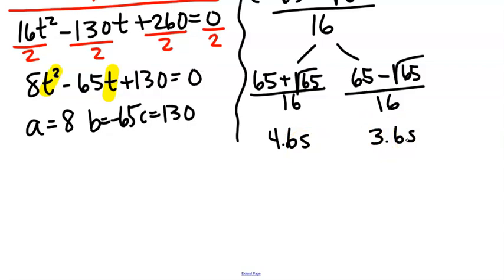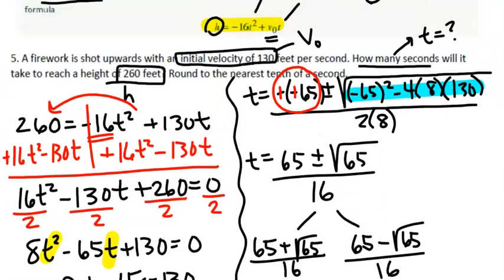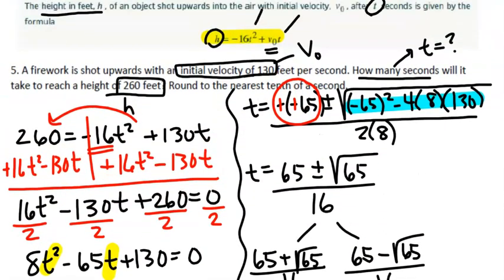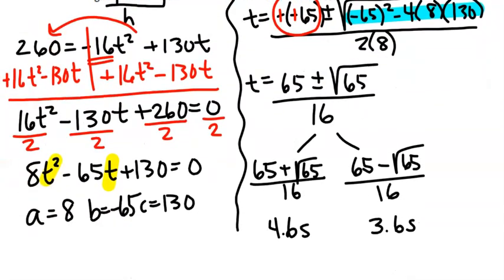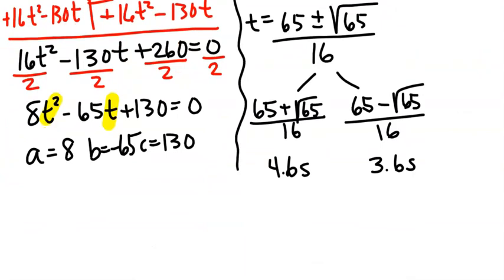Now the question in the original problem was, how many seconds will it take to reach a height of 260? Now I have two answers. In our previous quadratic formula problem, we had a positive and negative answer, and we disregarded the negative because that problem was about length and width, and you're not going to have a negative length and width. But here I have two answers that look like they could both be it. Neither one of them is negative, so I can't just automatically disqualify one of them.